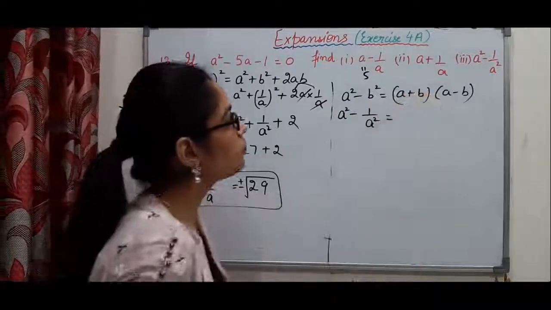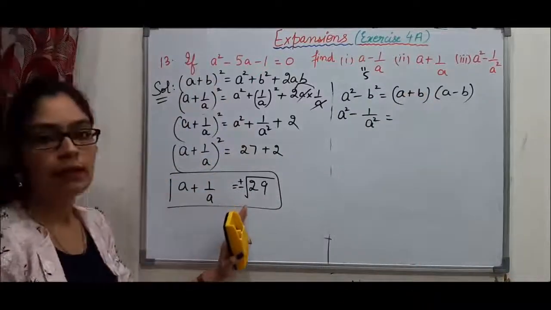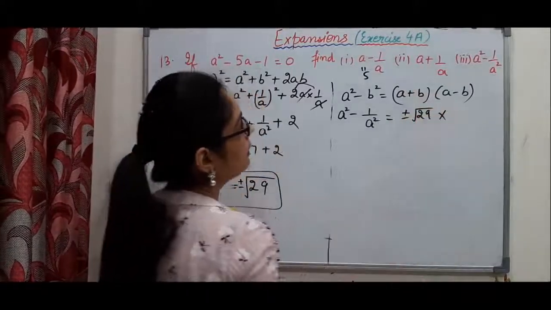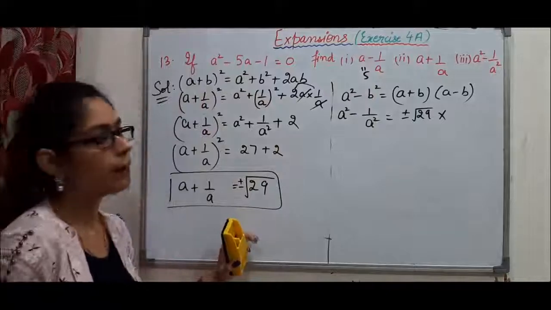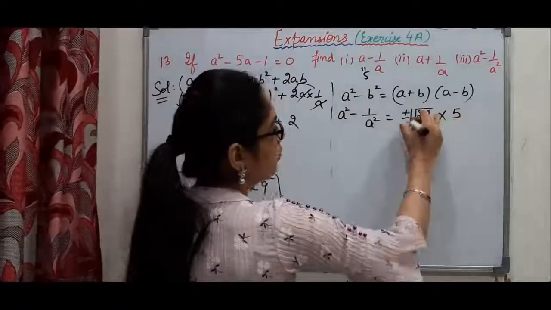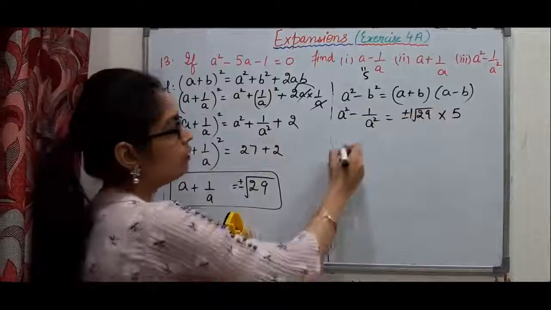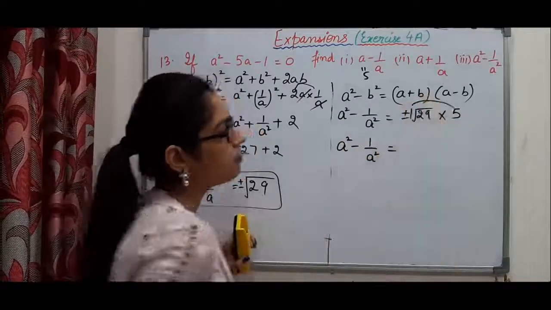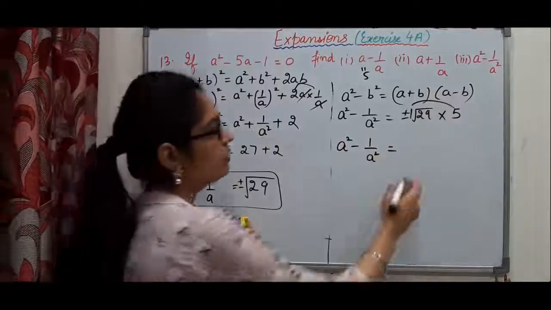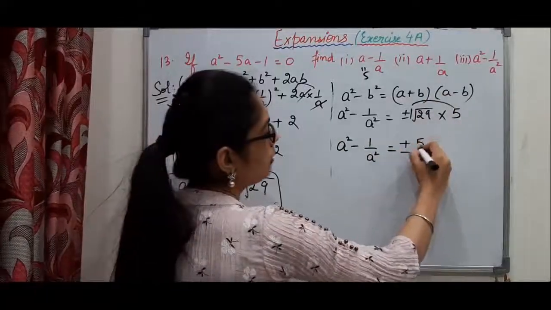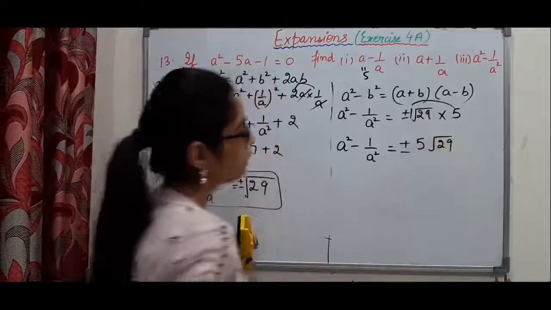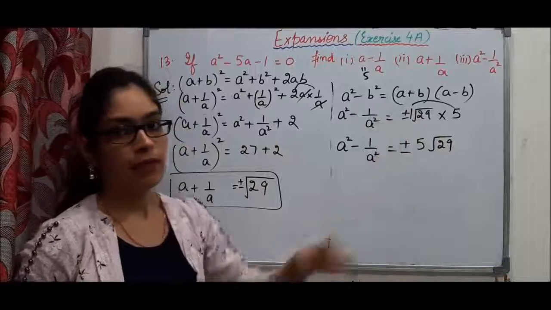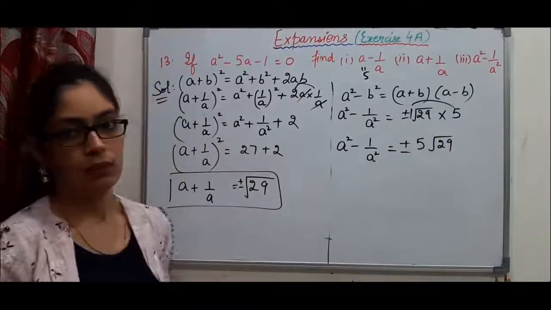A plus b, just now we have calculated, it is plus minus root 29. A minus b we calculated in the first part, it is 5. So here nothing is there, that means 1 is there. So a square minus 1 by a square. So numbers we can multiply, root we will write as it is. Plus minus 5 into 1, 5 root 29. So a square minus 1 by a square is equals to plus minus 5 root 29. Now let's do the next question.